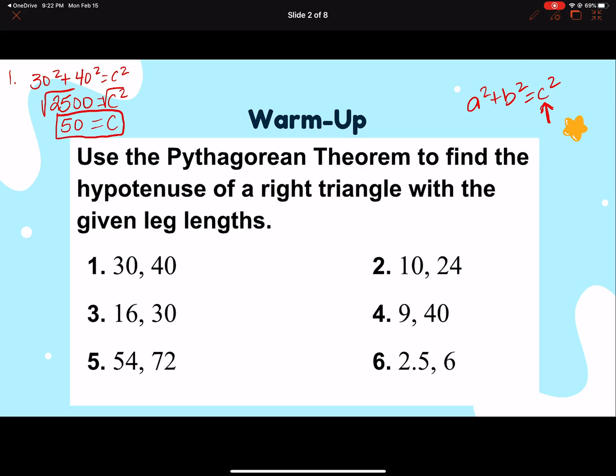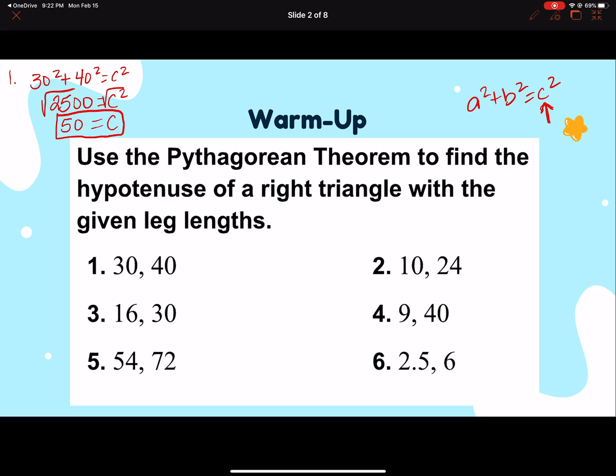Remember what we talked about in class. We said if a square root is not a perfect square, that means it's an irrational number. This one was a perfect square. I got 50. No decimal, no fraction, just 50. And 50, of course, would be a natural number. That's a counting number. I could count to 50 if I wanted to.